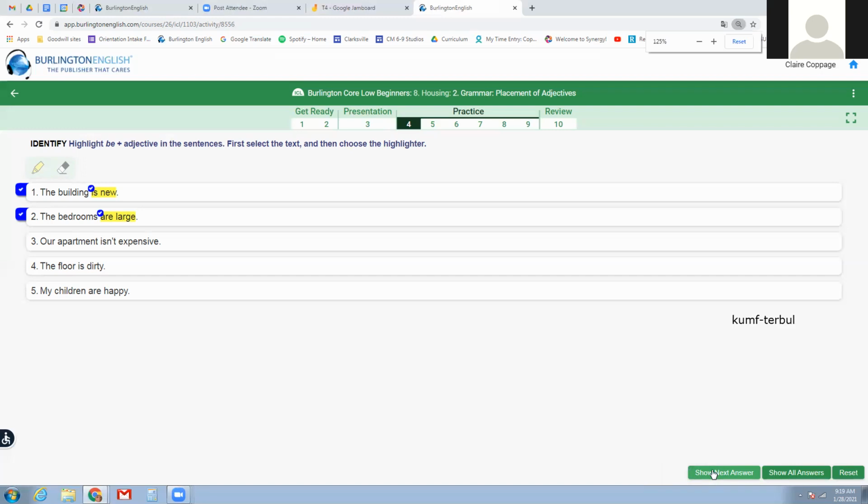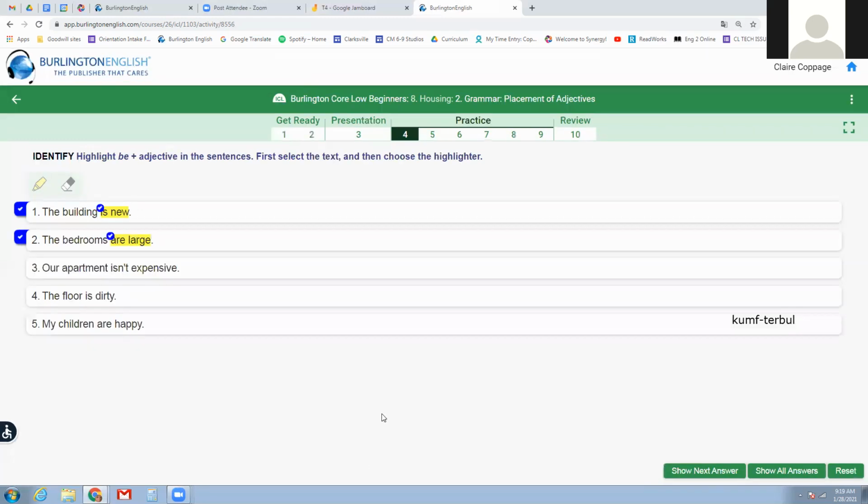Our apartment isn't expensive. Isn't expensive. Yeah, even the negative form of to be counts here. So isn't, is not, it's still part of the sequence. Good job. Number 4. The floor is dirty. Dirty. My children are happy. Great job. Excellent.